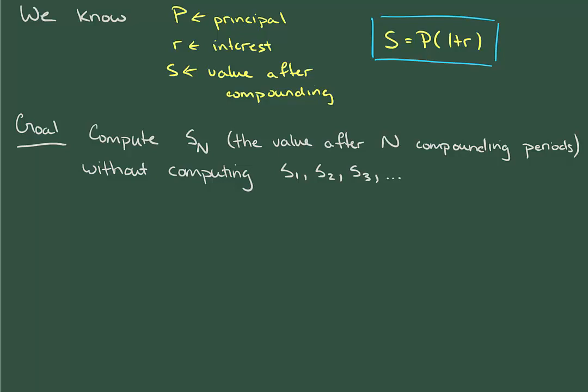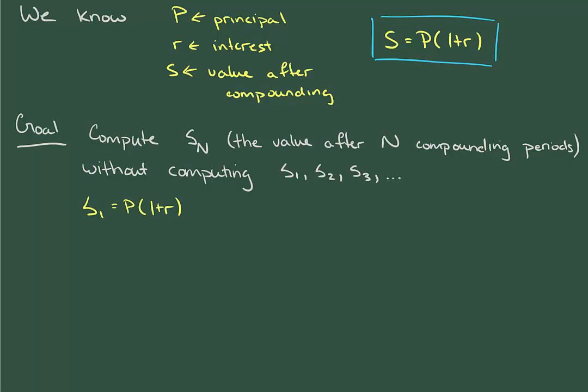And the way that we're going to do this is we are going to go through those steps and compute those intermediate compounding periods, but we're going to hope that the value that we get at the end of the day only depends on P, R, and probably n, so that we don't have to compute all of the intermediate steps. Okay, so the value after the first day, S1, is P times 1 plus R.